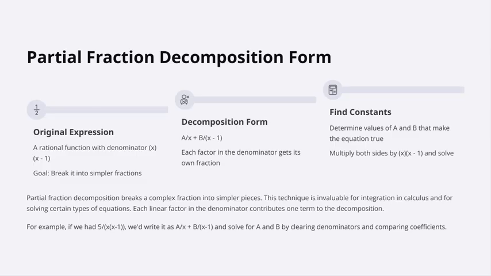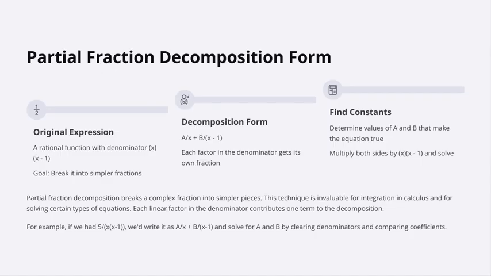Let's take a look at the partial fraction decomposition form. We start with our original expression, which is a rational function with a denominator of x times (x minus 1). The goal here is to break this complex fraction into simpler, more manageable parts. So, we rewrite it in a form where each factor in the denominator gets its own fraction. In this case, it becomes a over x plus b over (x minus 1).